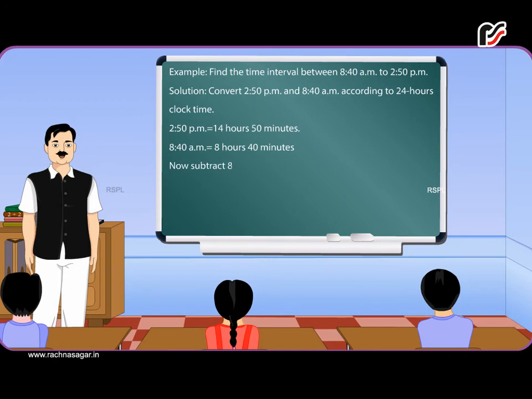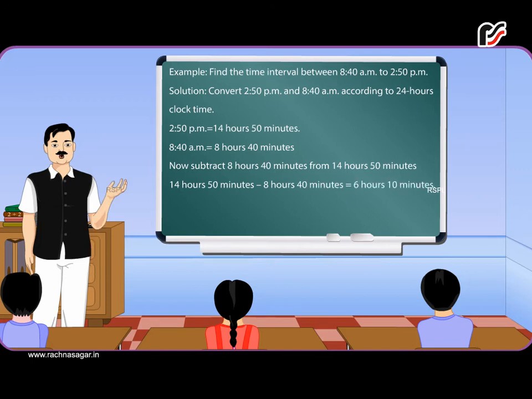Now, subtract 8 hours 40 minutes from 14 hours 50 minutes. 14 hours 50 minutes minus 8 hours 40 minutes equals 6 hours 10 minutes. So, the time interval between 8:40 AM to 2:50 PM is 6 hours 10 minutes.